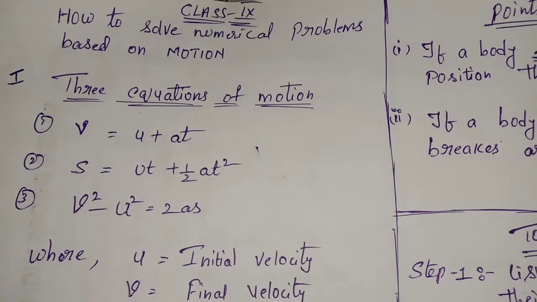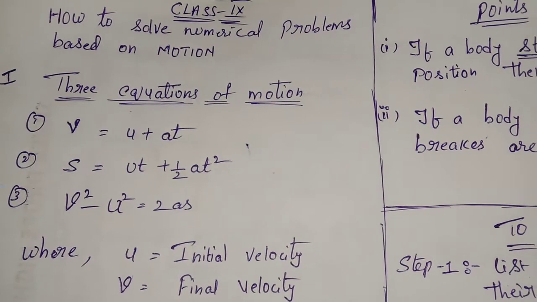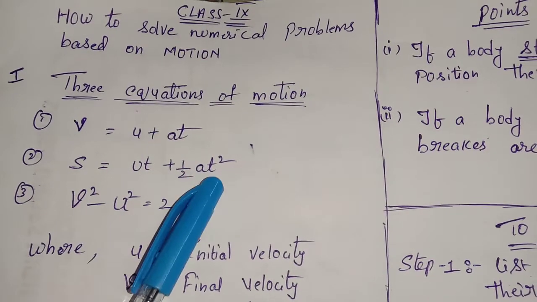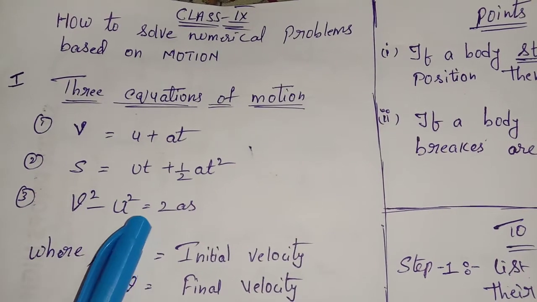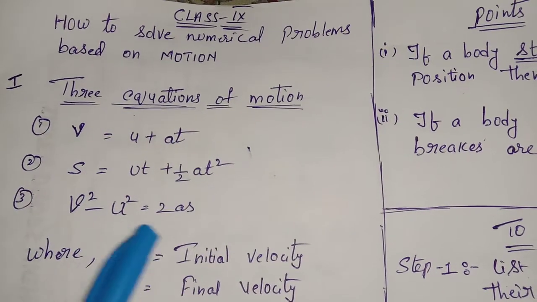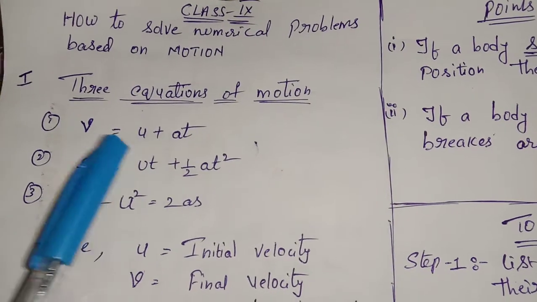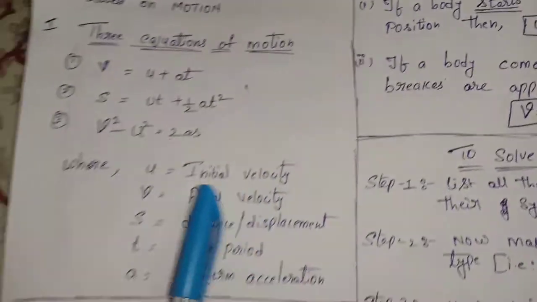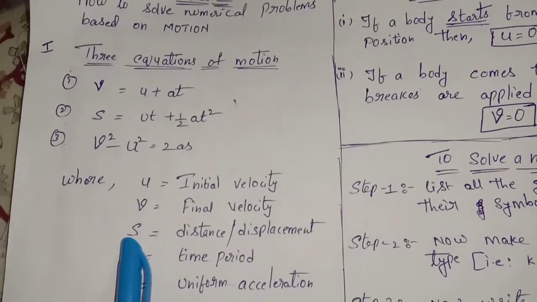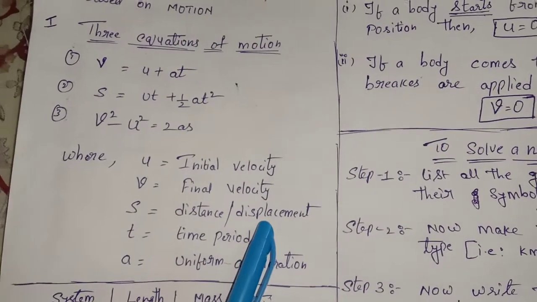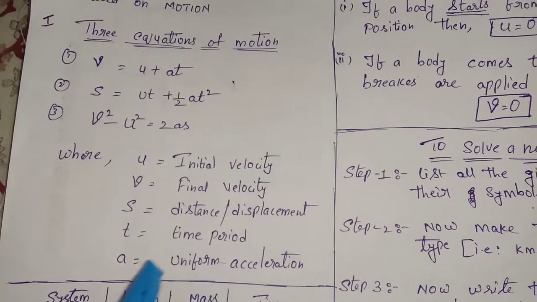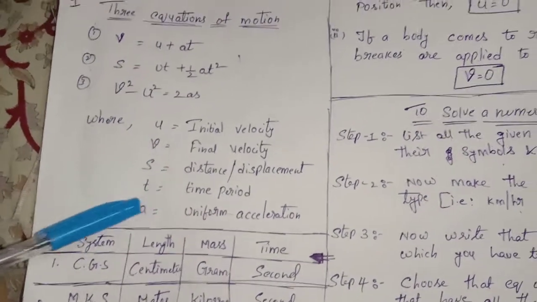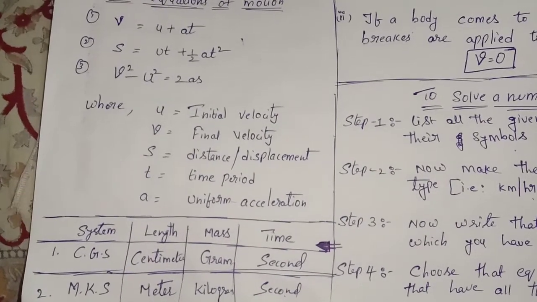There are three very important equations of motion: v = u + at, s = ut + half at squared, and v squared minus u squared = 2as. Before using these equations, you should know what v, u, s, t and a are, then only you can do it. Here u is the initial velocity, v is the final velocity, s may be distance or displacement, t is the time period, and a is the uniform acceleration. These are the very important formulas you have to remember.